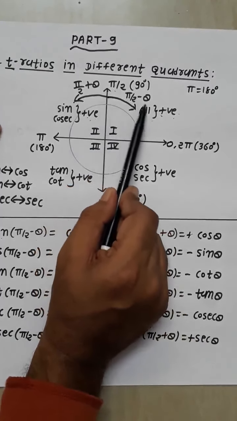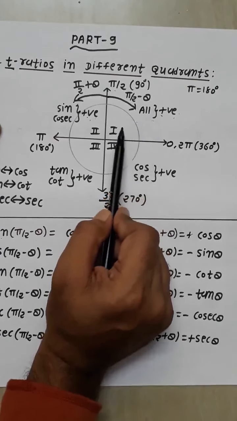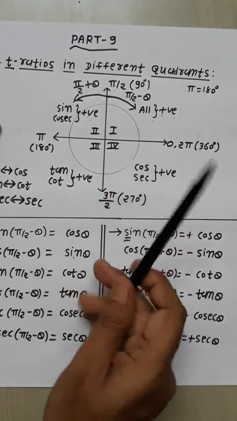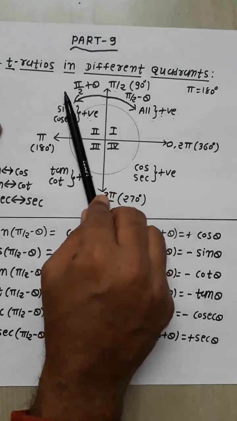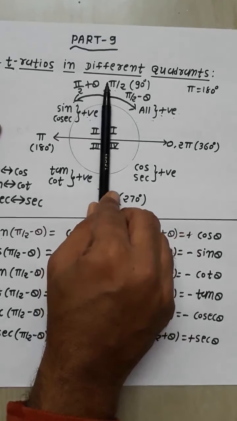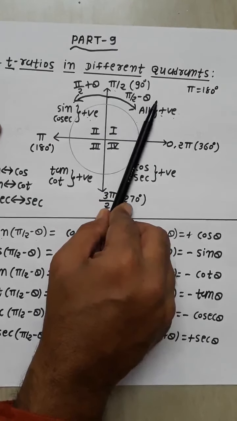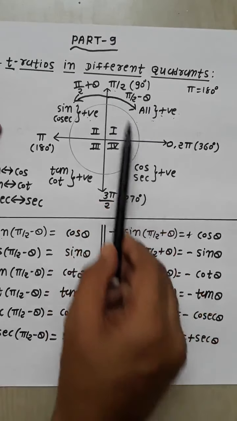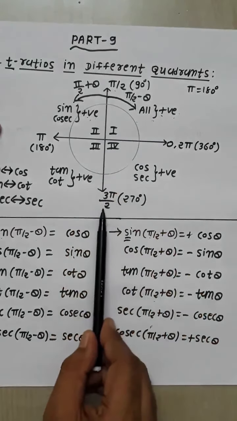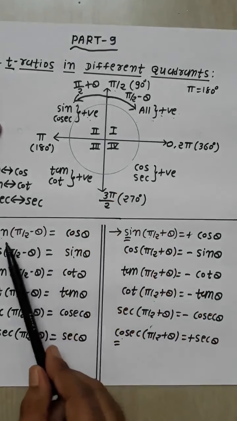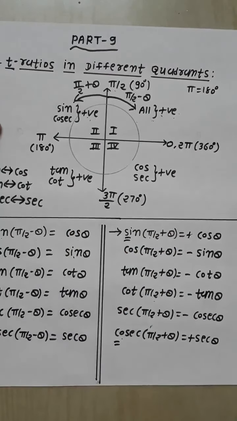So sin(π/2 + θ) is present in the second quadrant. Sin(π/2 − θ) is present in the first quadrant. That means π/2 plus means second quadrant, and π/2 minus means first quadrant. This value is present on the y-axis, so that's why we change the position of the function.